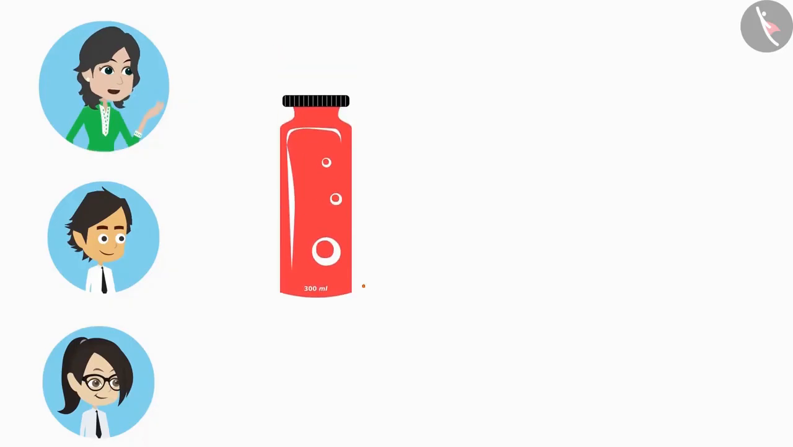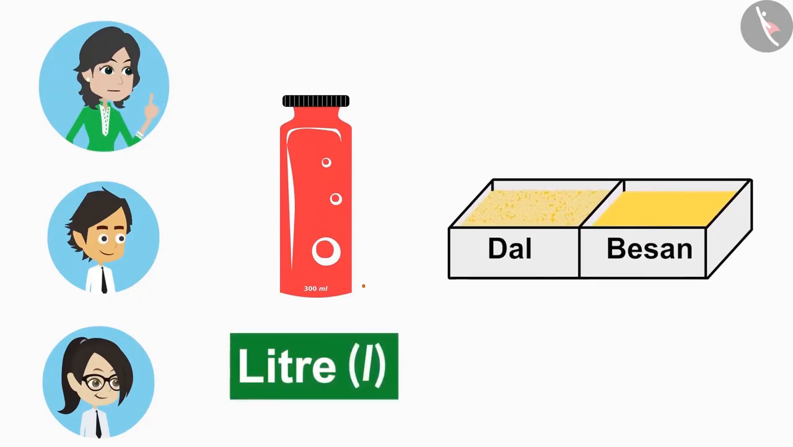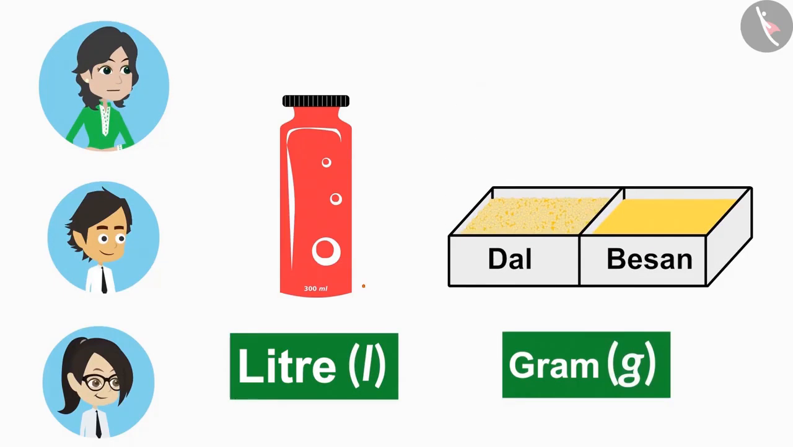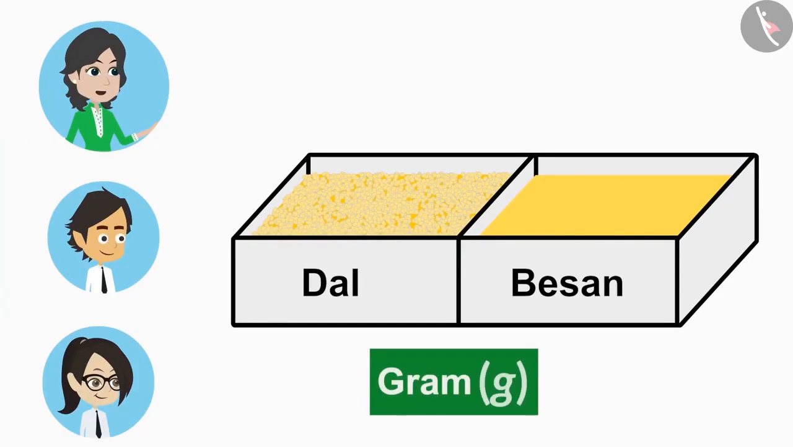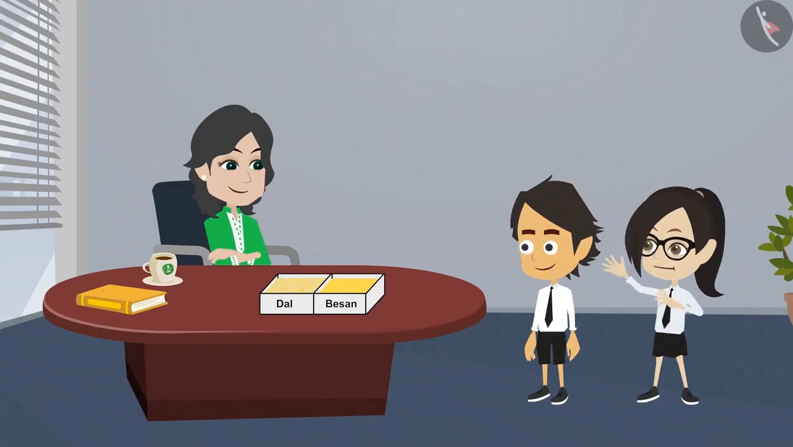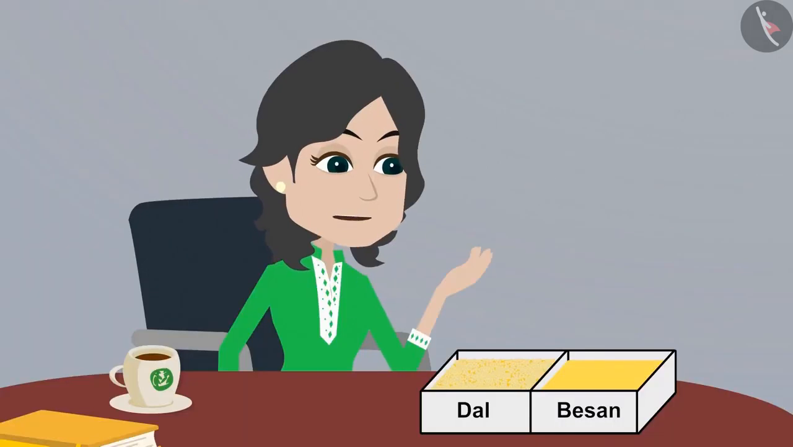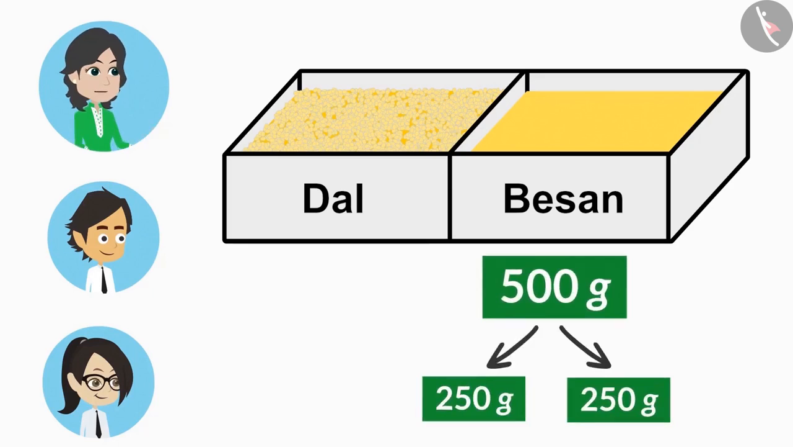Just like we use liter to measure liquid, we use gram to measure solid objects. Objects like dal, which are not easy to count, and objects like basin that cannot be counted, are measured in grams. This means after measuring basin in grams, we can divide it into two halves? Yes. If you have 500-gram basin, then you can divide it into 250 grams each.